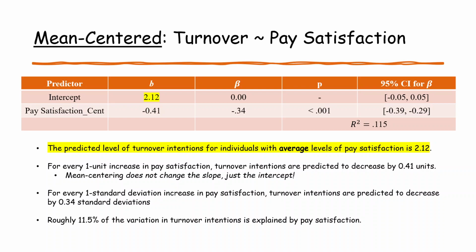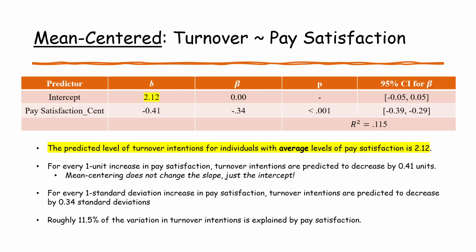Because your intercept is the predicted outcome level when your predictor is at 0, and the mean-centered version of a predictor has a mean of 0, the interpretation of the intercept in a regression model with a mean-centered predictor is such that the intercept tells you the predicted outcome level for individuals with average levels of that predictor. So in this instance, it's the predicted level of turnover intentions for individuals with average levels of pay satisfaction.